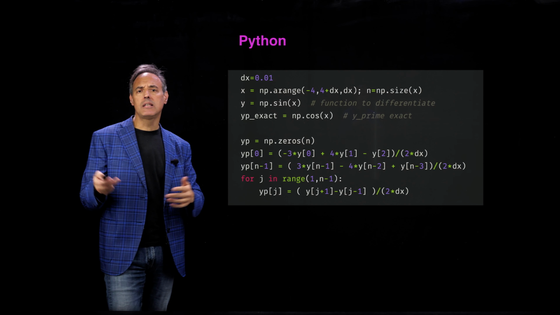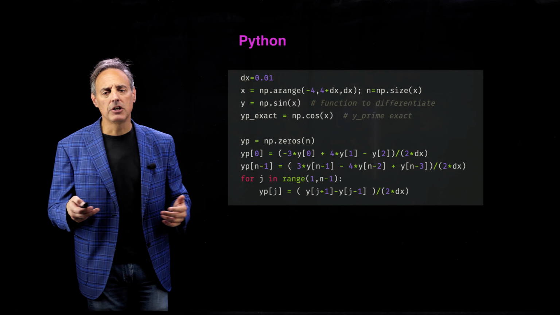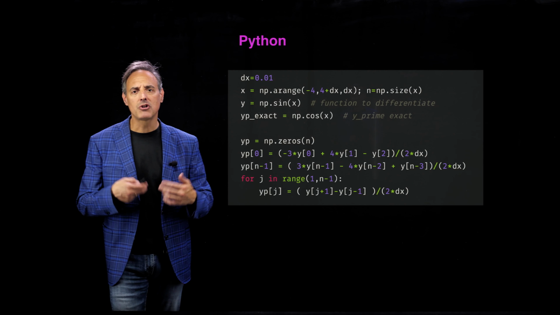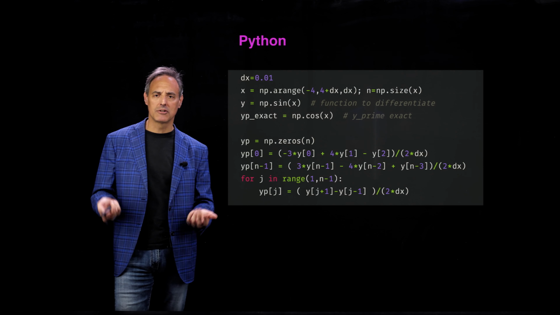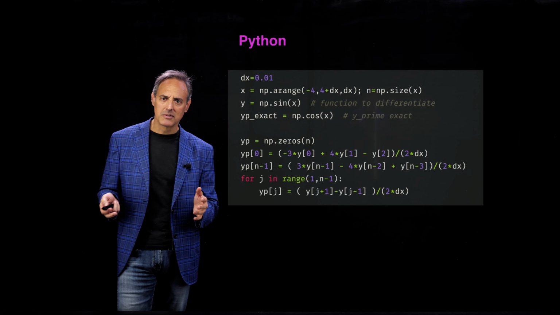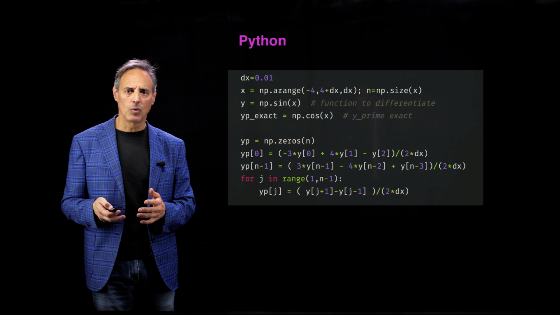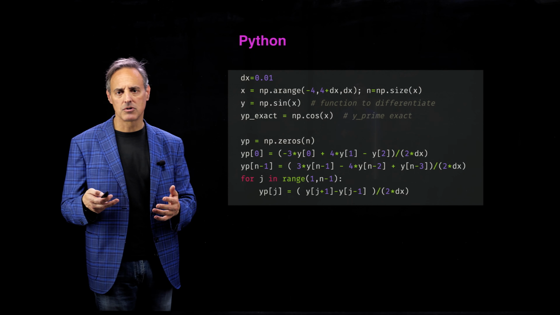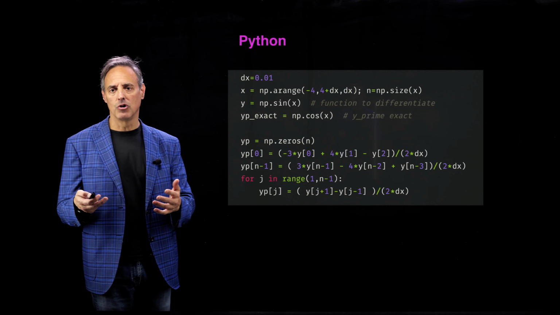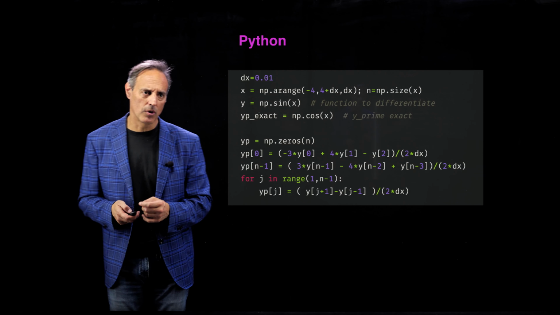In fact, anytime you're coding, the first thing you should always do is make sure you can solve a problem you know the answer to. Always. Because you'll right away understand if your code doesn't work when you can't even get the answer you know. Okay? So that's an important coding tip.